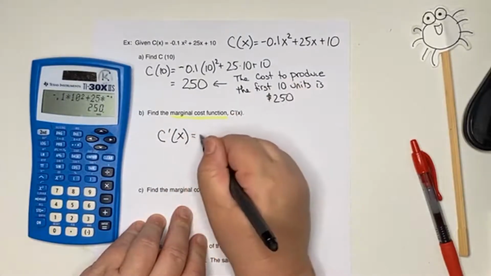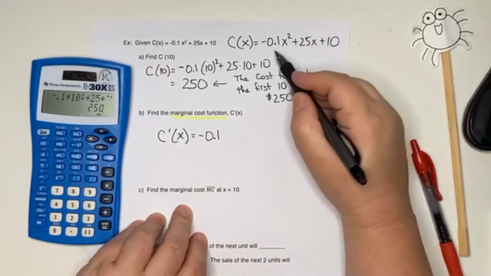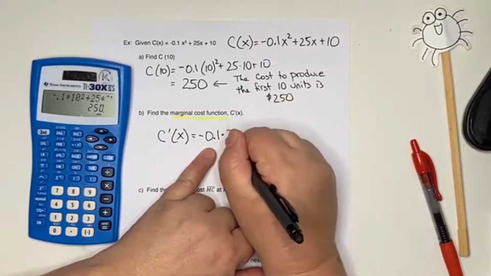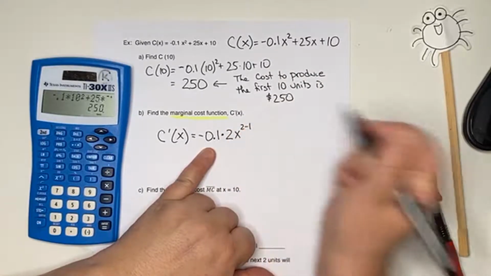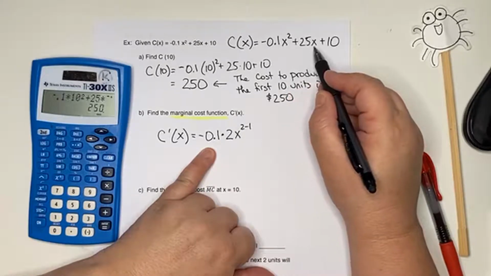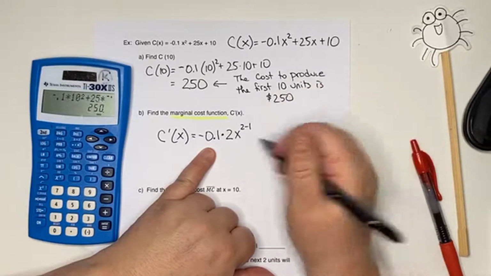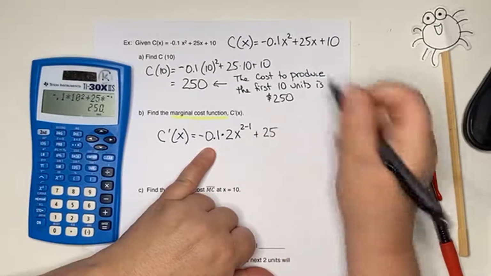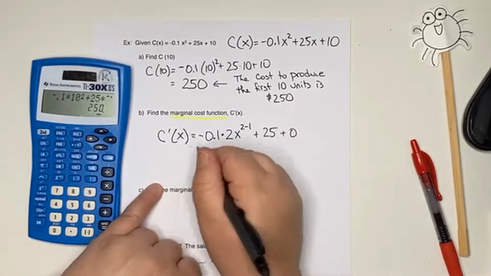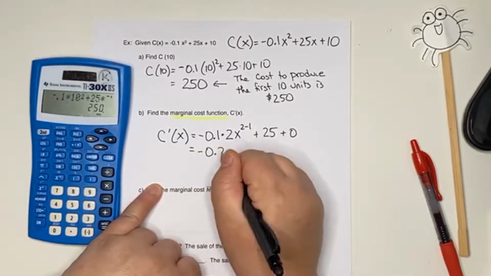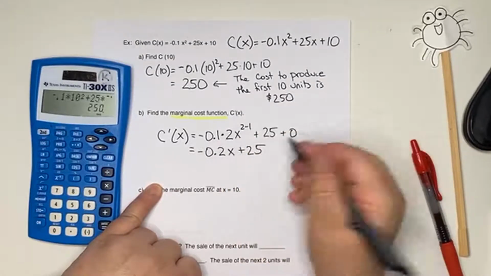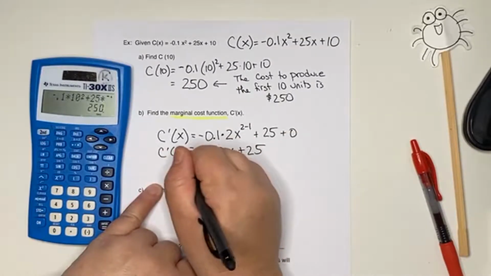First off, I've got negative 0.1, right? Because the negative 0.1 hangs out. Then the 2 comes down, and I get x to the 2 minus 1. Okay, that's the first term. Second term, I've got 25x, so what's the derivative of that? You got it, just 25. And what's the derivative of the constant 10? 0. Okay, so this is negative 0.2x plus 25. Okay, and that's c prime of x.